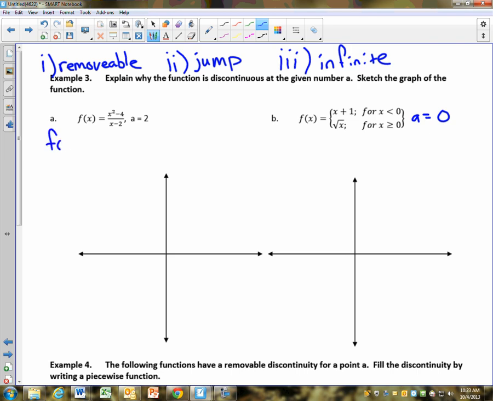Here's what they did. They said f of x is equal to x plus 2 times x minus 2 over x minus 2. So this is a function that wants to look like x plus 2. It has what we call a removable discontinuity, because we can factor it and take it out. We can see what the function wants to be. What does the graph of x plus 2 look like?